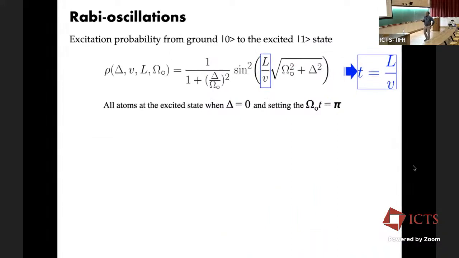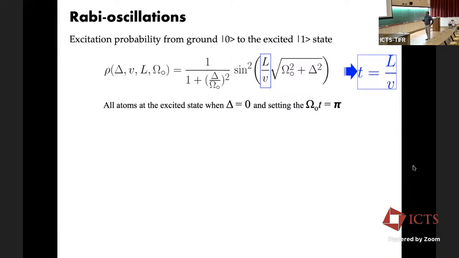Now, again, I'm just following the same picture. If I put it in mathematical formulation, then this rho, that is the probability of being in the excited state, depends on these quantities. That is the detuning of the laser, the velocity of the atoms, the length of the interaction zone, and the unperturbed Rabi frequency. Okay, I just told you how they are dependent. And analytically, you can just write these things.